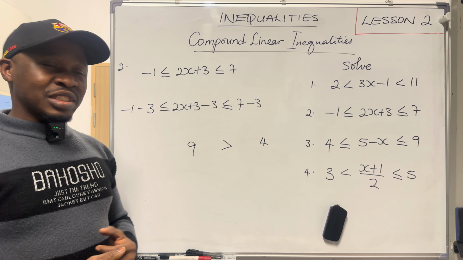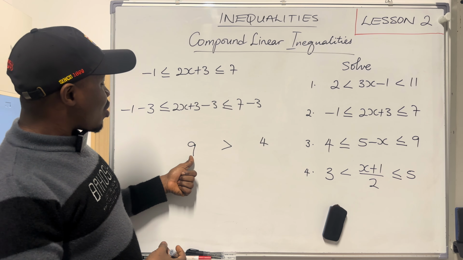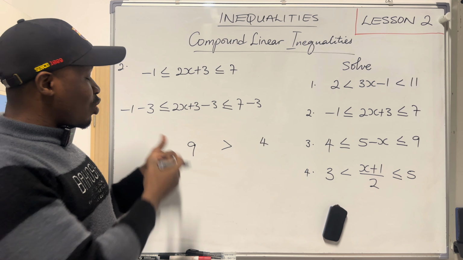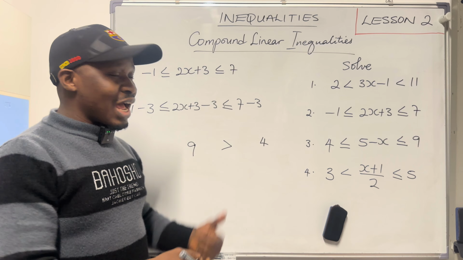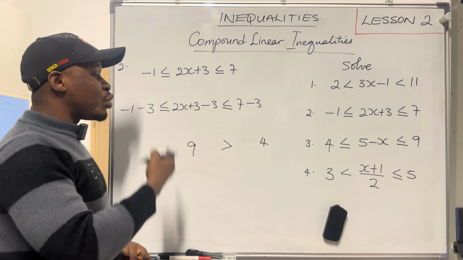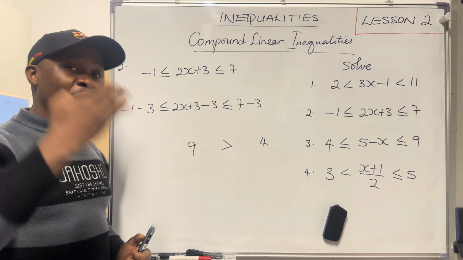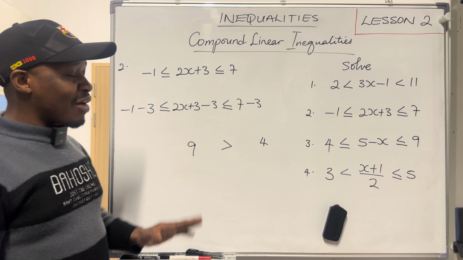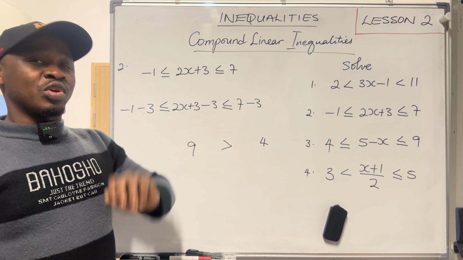So the question is, you have 9 mangoes, your friend has 4 mangoes. Now the question is, how many more mangoes do you have? You have 5 more mangoes. All right.